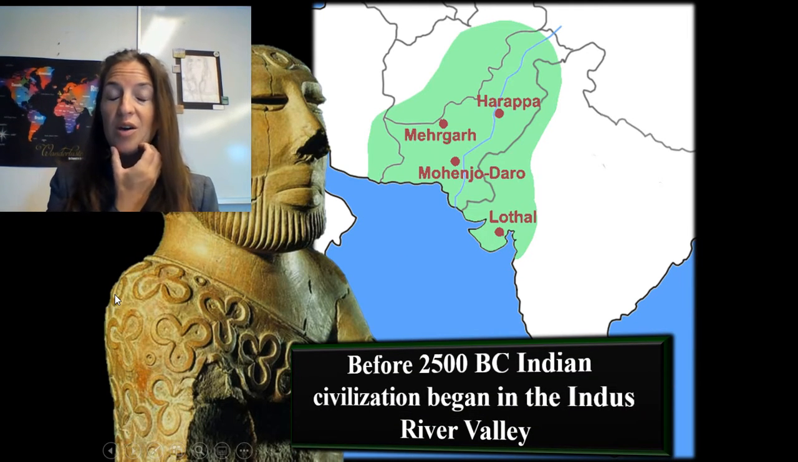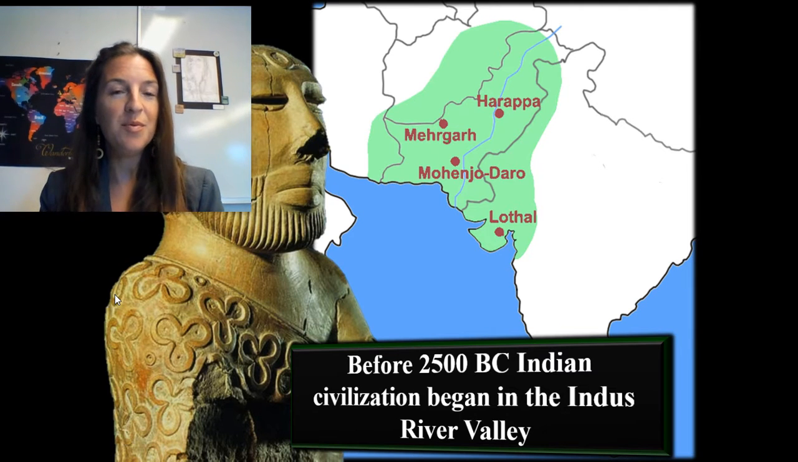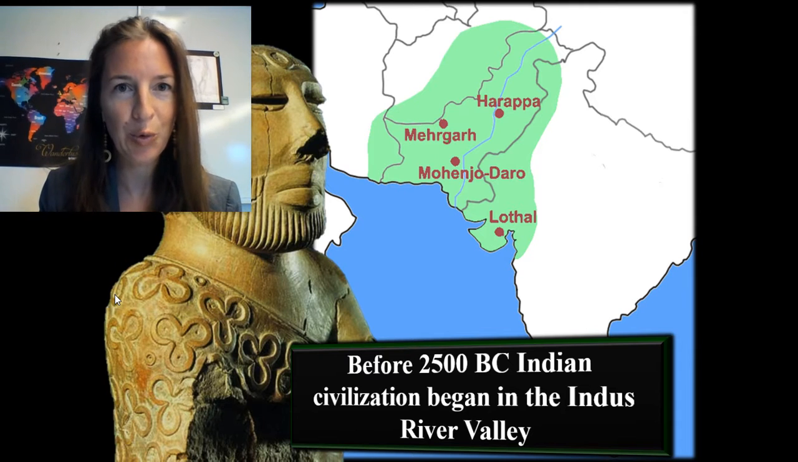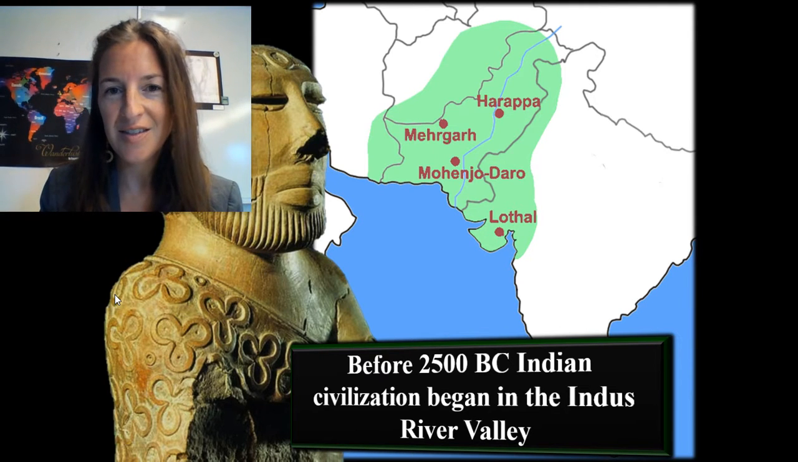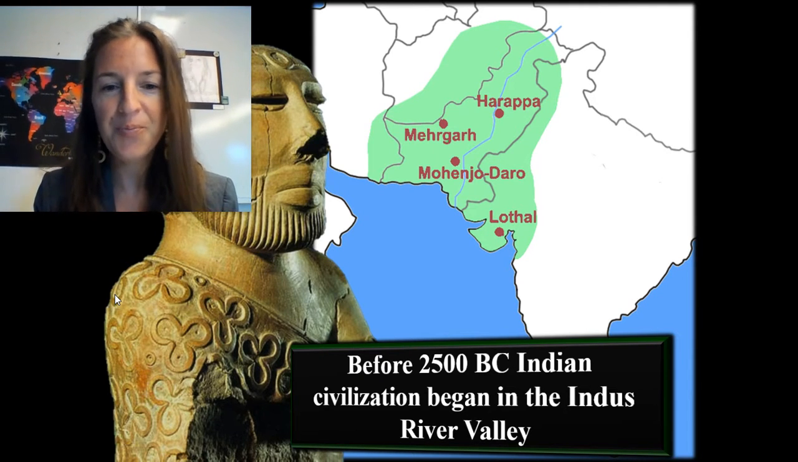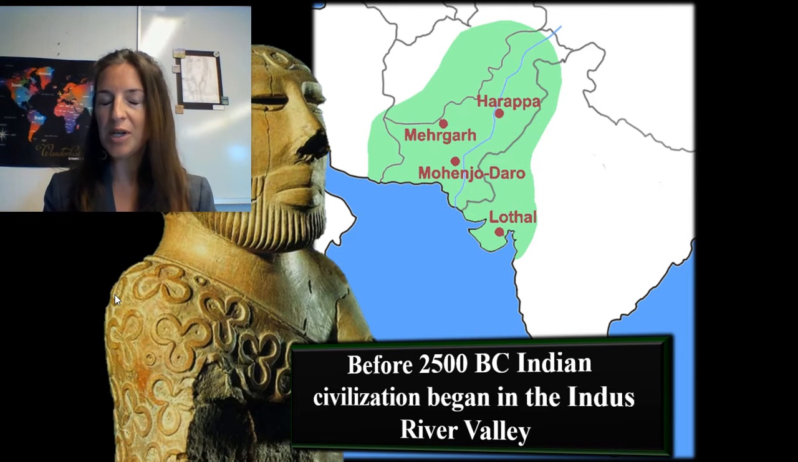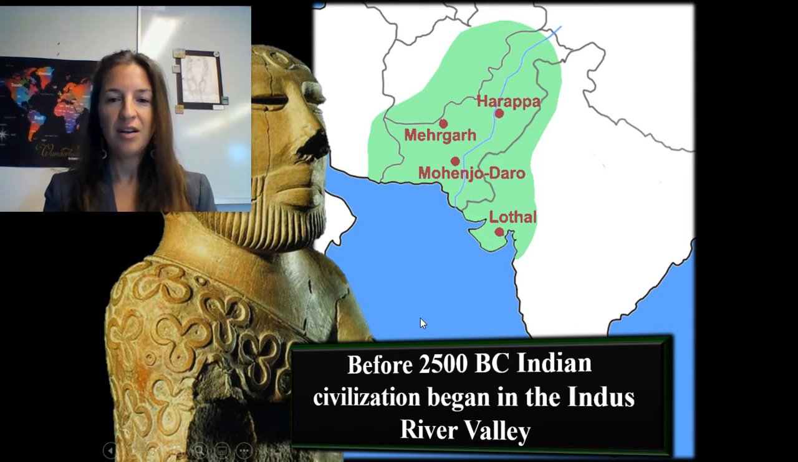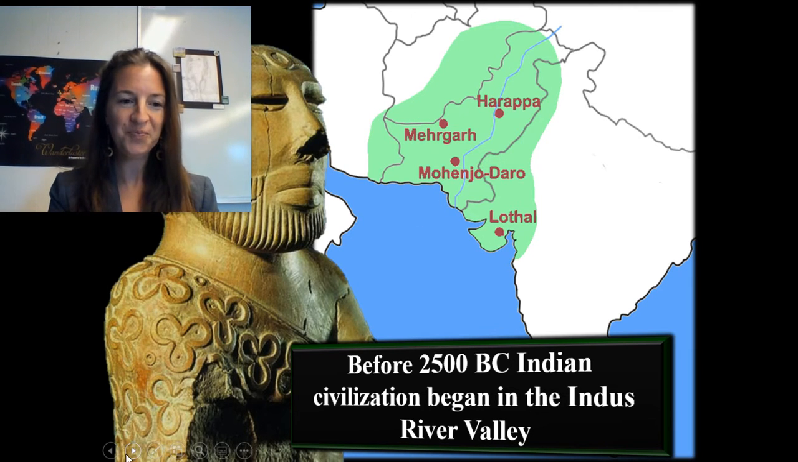Now, scholars have some mystery elements about the ancient civilizations of Harappa and Mohenjo-Daro, and we'll talk about why that is a little bit later in the lecture. But we do know that before 2500 BC, over 2,000 years before Christ, there was a civilization in the Indus River Valley. People were living and moving and having their being.